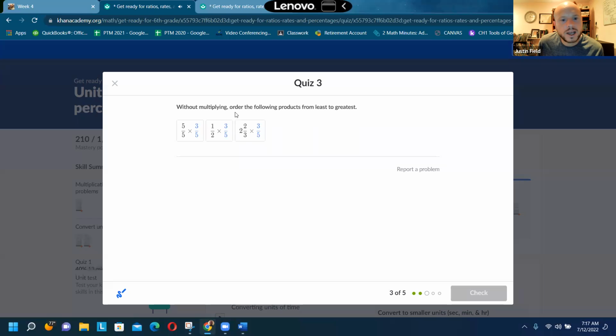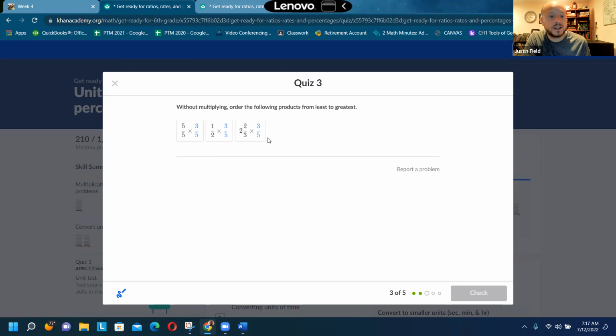Now multiplying. I want to multiply. Why would I not multiply? Let's just think about it. 5 over 5 times 3/5, 1/2 times 3/5, and 2 2/3 times 3/5. So we're multiplying them all, but not actually, by 3/5.